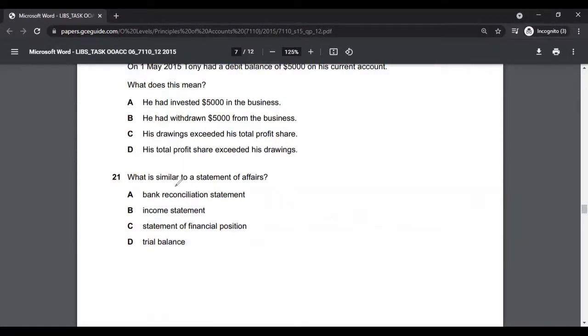Multiple choice 21. What is similar to a statement of affairs? Similar to a statement of affairs is a statement of financial position. So the answer to multiple choice 21 is option C.